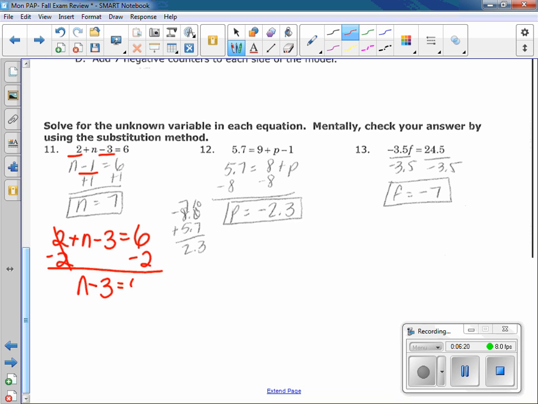Minus 3 equals 4. And then I could have added 3 to both sides. And that would have given me n equals 7. You get the same answer. It's more steps, so there's more opportunity for you to make a mistake.